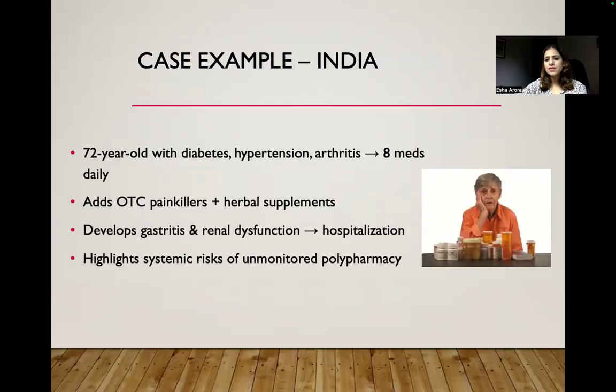Now, this is a typical case example. It's a 72-year-old female from India who is suffering from diabetes, hypertension, and arthritis. She's already taking 8 medicines daily. And to add to that, the patient is also taking a few OTC painkillers whenever she has pain and certain herbal supplements for her knee pain. So, over the months of taking this therapy, she eventually develops gastritis and renal dysfunction, which leads to hospitalization. So, as you see, this case typically highlights the systemic risks of unmonitored polypharmacy.